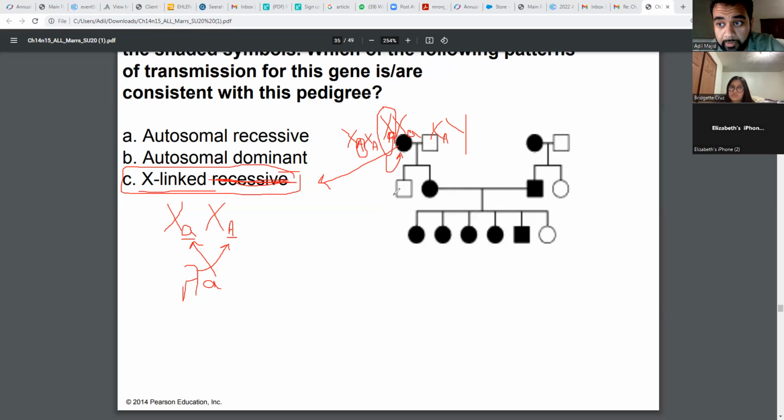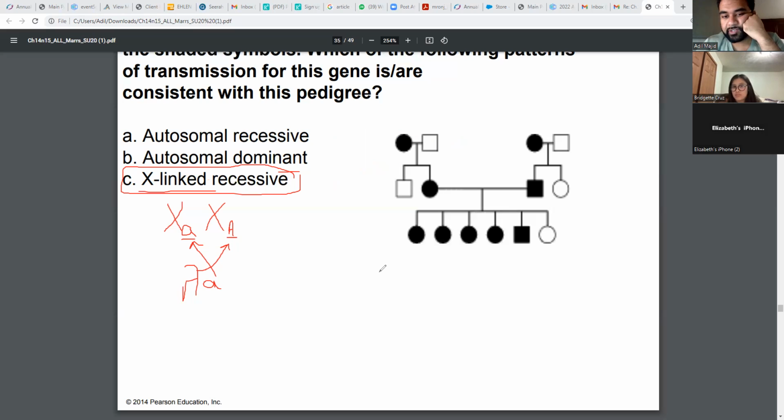Are you sure? Because this is an important idea. If you want me to say it again, I can. Yeah, you can repeat it. So again, what I need you to first understand is that if it's dark, it's because that person is showing the trait.